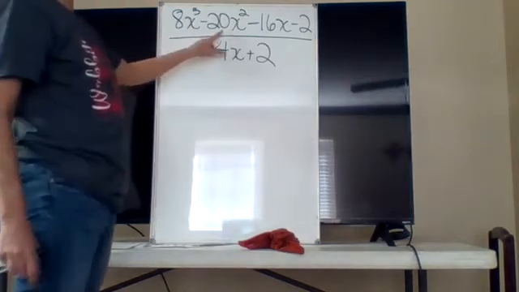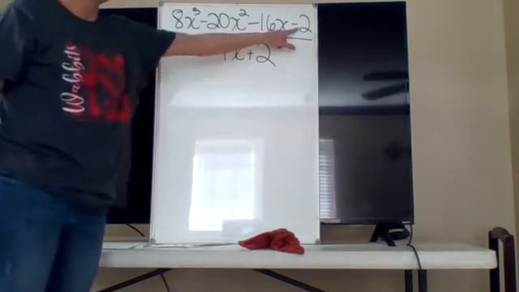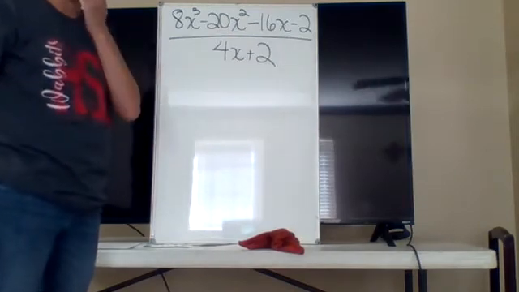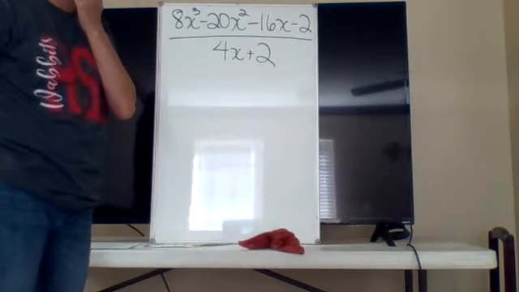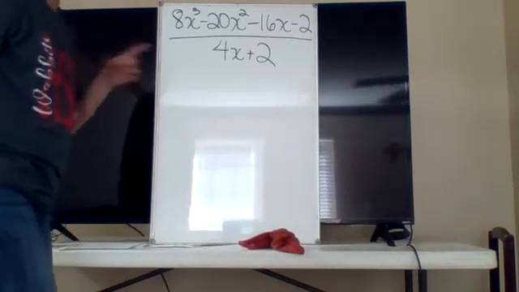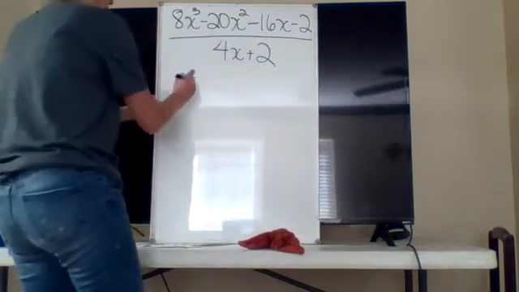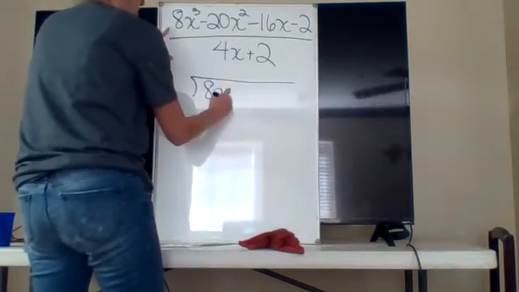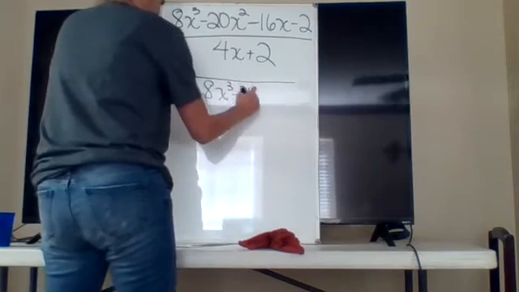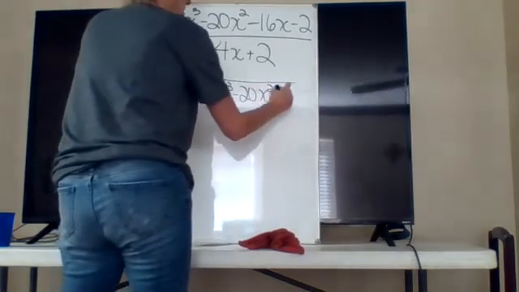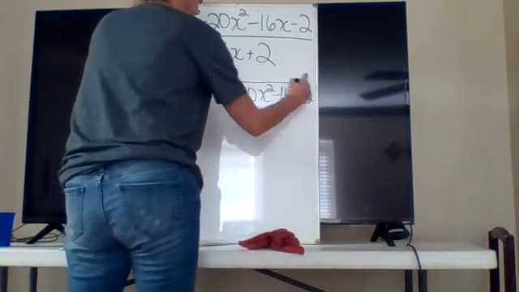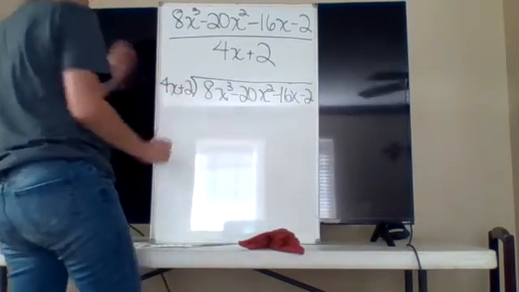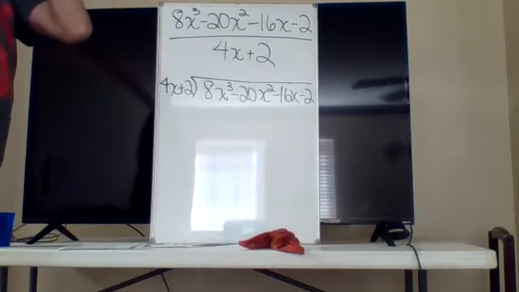So I've got 8x cubed minus 20x squared minus 16x minus 2. And I'm going to divide it by 4x plus 2. So this is what goes inside: 8x cubed minus 20x squared minus 16x minus 2. Oh, it's a long one. Then 4x plus 2 comes outside.